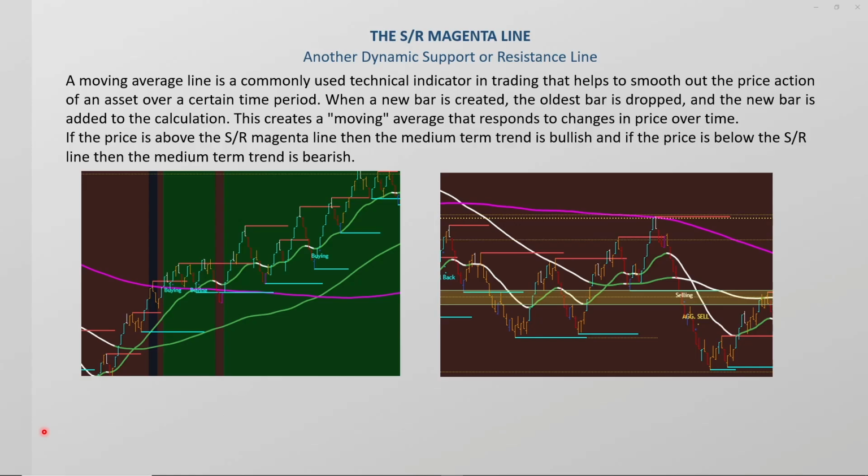The SR magenta line also gives us the medium-term trend. If price is above the line, then there is a bullish trend. If price is below the line, it is a bearish trend.